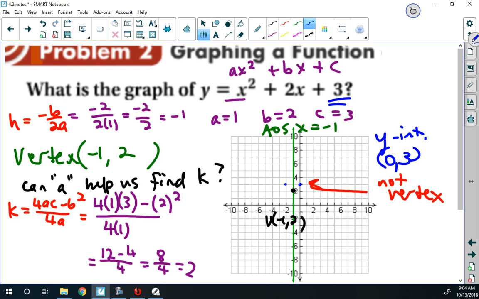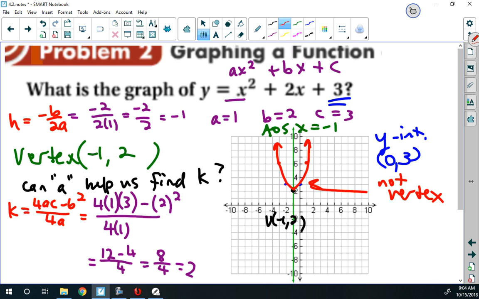Now my A value is 1, so from the vertex I go over 1 and up 1. And my A value is 1, so from the vertex, what happens if I go over 2? How far up do I go? From my vertex, if I were to go over 2 units, how far up would I go? Nice. Right on. From the vertex, I'm going to go over 2 and up 1, 2, 3, 4, like that, and like that. And there it is.